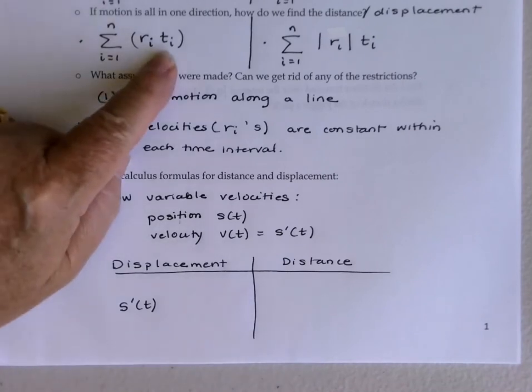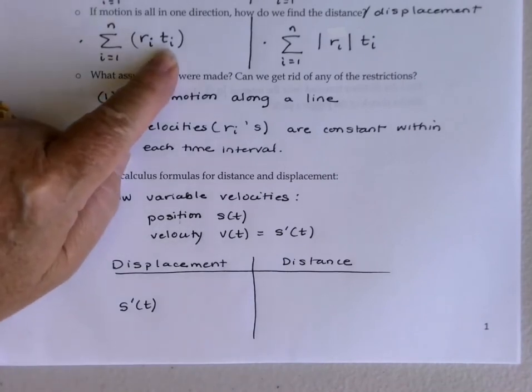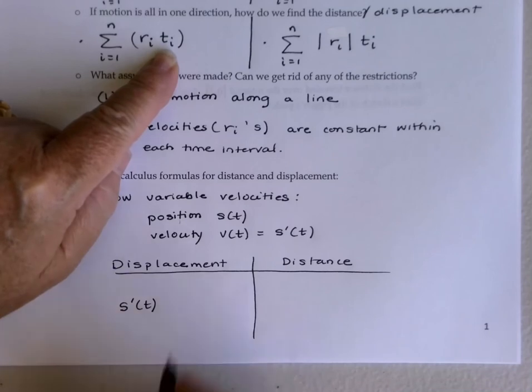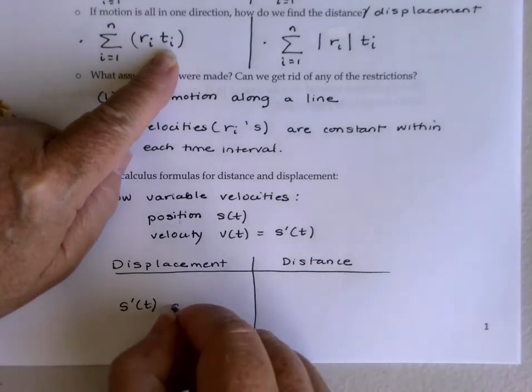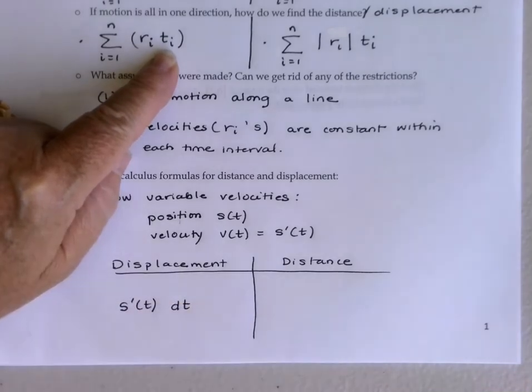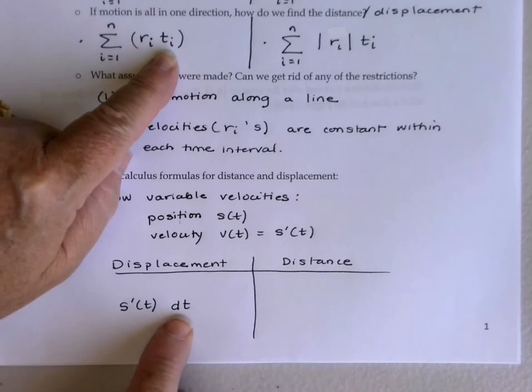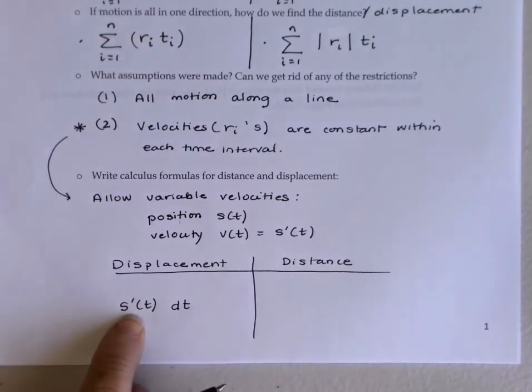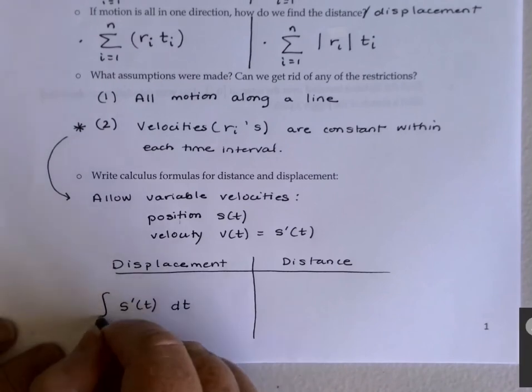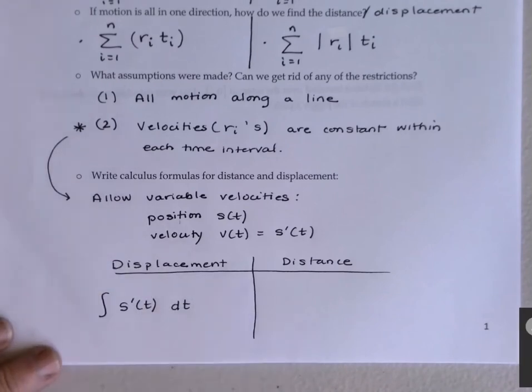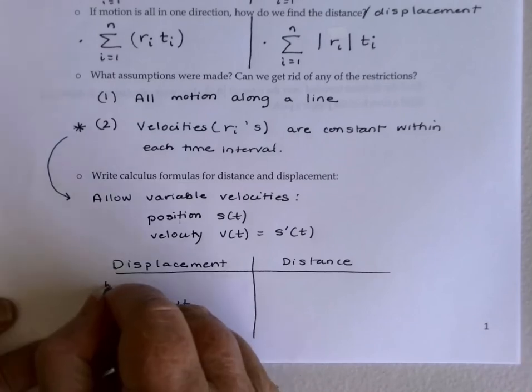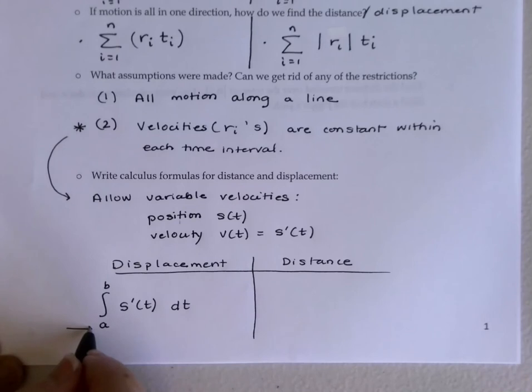And since we're going to end up integrating, our time interval is going to have to be shrunk infinitesimally small. So instead of a t sub i, I'm now going to call it a dt, just a tiny little time interval on which our velocity function can be considered to be constant. And instead of adding, we're going to integrate, right? And we'll integrate from some starting time to some ending time.